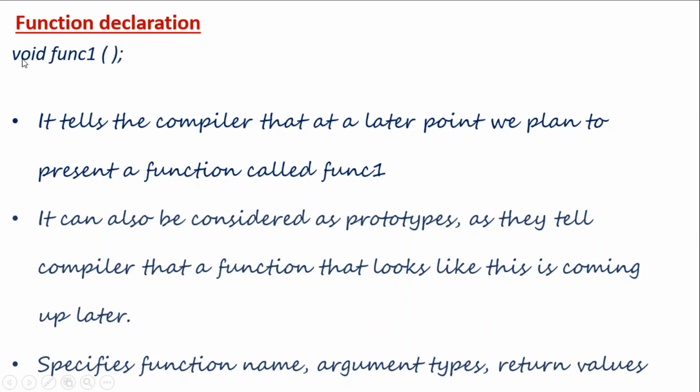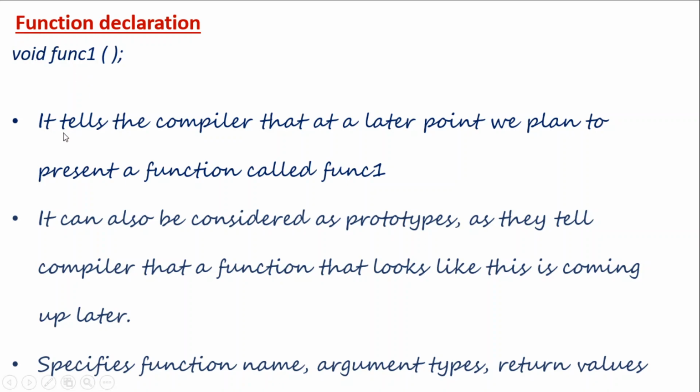So we can say that first you have to type the type of the return value, then the function name, then the argument type. Okay, and then a semicolon. So this is how you have to declare a function. Now we'll see what basically happens when you declare a function.